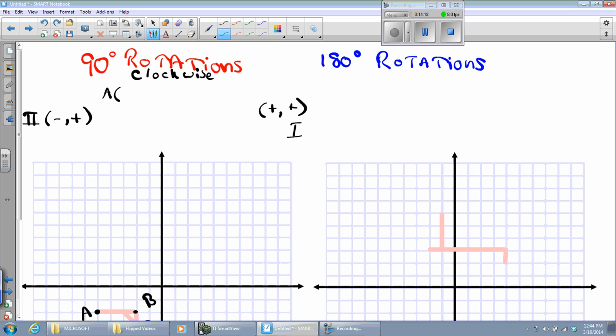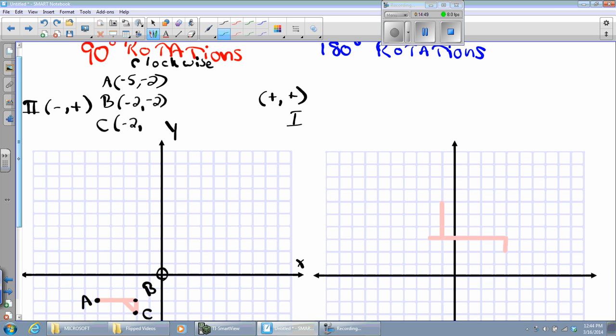So A is going to be at, I should put my origin in, my x-axis and my y-axis. So A is at the point 1, 2, 3, 4, 5, negative 5, negative 2. B is at negative 2, negative 2. And C is at negative 2, negative 3, I believe. Yes, negative 3. Okay, my y is in my way. I'm going to move it.